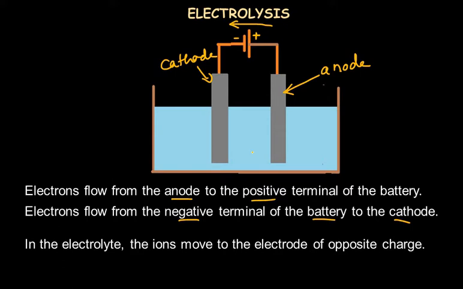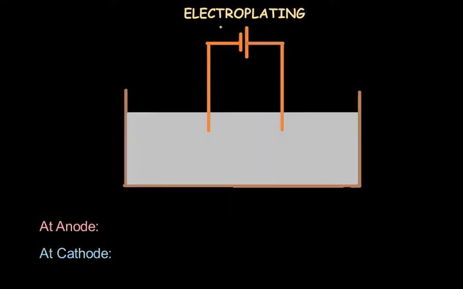In the electrolyte, the ions move to the electrodes of the opposite charge. So if a negative ion is present, it's going to move towards the anode, which is positively charged, and a positively charged ion is going to move towards the cathode, which is the negatively charged electrode. This basic concept is necessary to learn all the electrolytic processes. So now let's go ahead with the electroplating process.